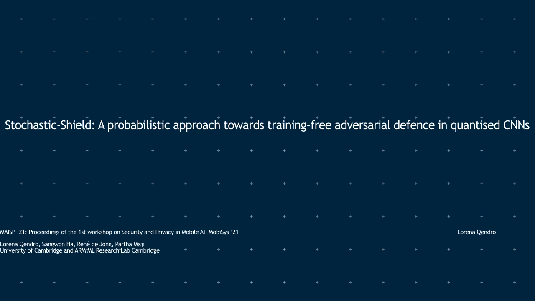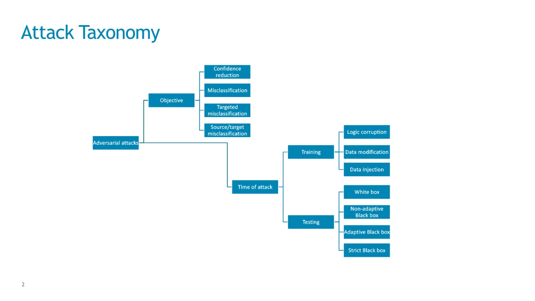I'll be presenting StochasticShield, a probabilistic approach towards adversarial mitigation in quantized deep learning models. The more we talk about deploying AI in the real world on tiny devices we carry with us or that surround us, the more we need to make sure their predictions are accurate, even in the presence of adversarial attacks. The adversarial attacks can have as an objective to misclassify prediction, which can be targeted or not, or reduce the confidence in the prediction itself. And this can happen during training time and test time.